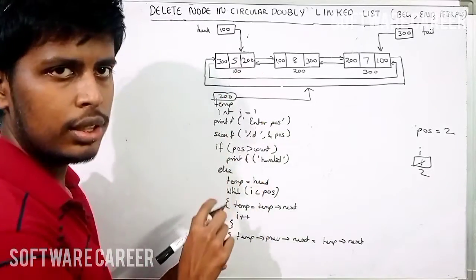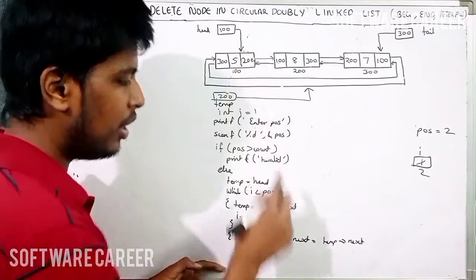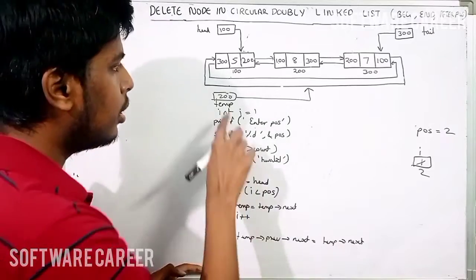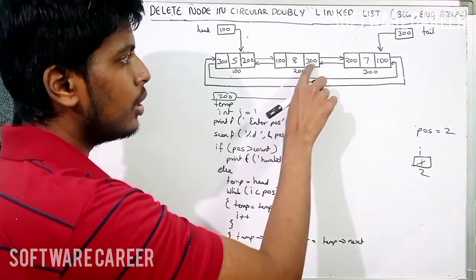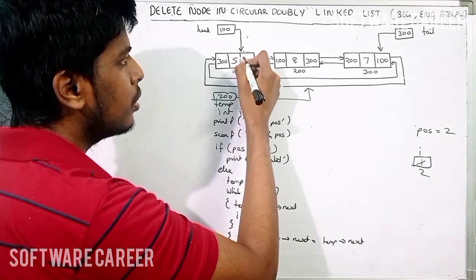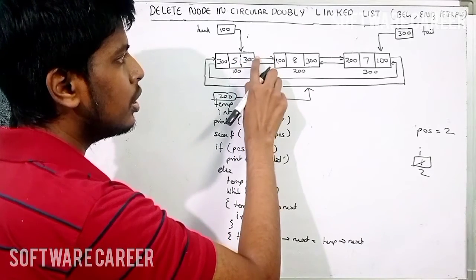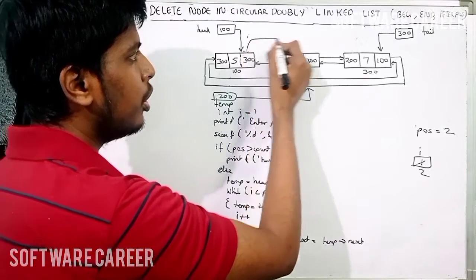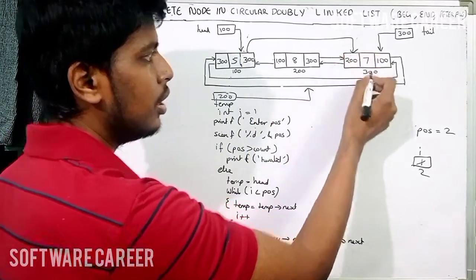100 next is 200. In this pointer I should update the value to temp next. Temp is 200. 200 next is 300. So I am updating this to 300. So this link is getting cancelled and this pointer is pointing to the node which is having address 300.